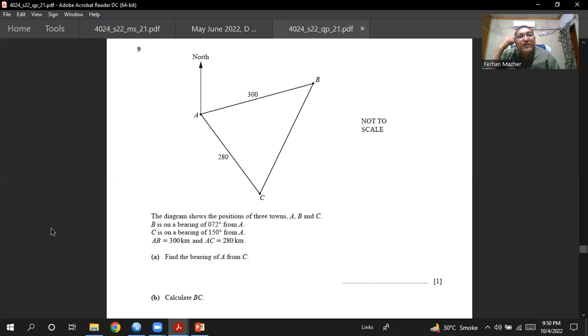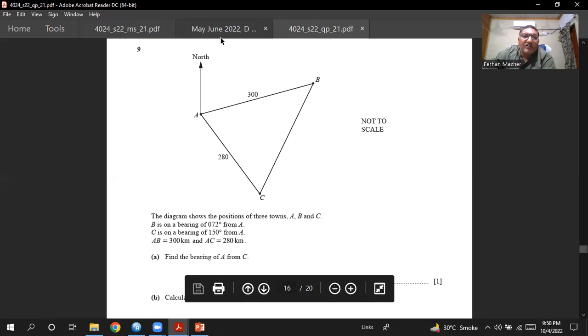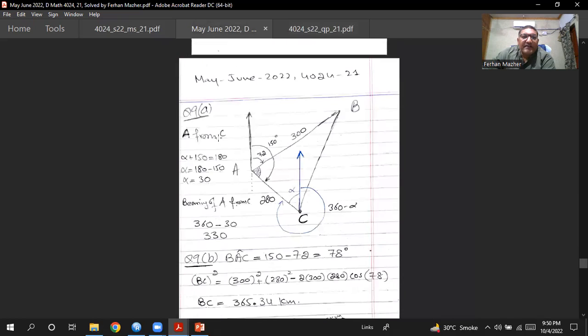The bearing of C from A is 150. The bearing of A from C, very easy, is asking you for the back bearing. If you know the bearing of C from A, that's 150. Because that forward bearing is less than 180, the back bearing is found by adding 180. So it will be 180 plus 150, which is 330.